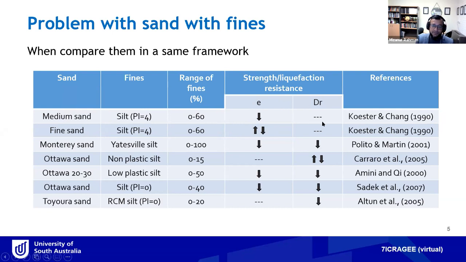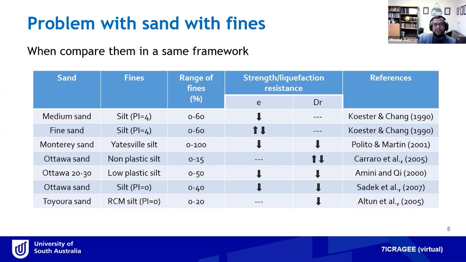They didn't compare with relative density, so we'll not talk about that. But if they change the medium sand to fine sand and use the same silt from 0 to 60%, they observe something interesting. The strength increases up to 5%, then decreases. There are other examples. Even if you look at Ottawa sand, three of them here, for example, Carraro found the strength increases up to 5% and then decreases. The others found it is always decreasing.